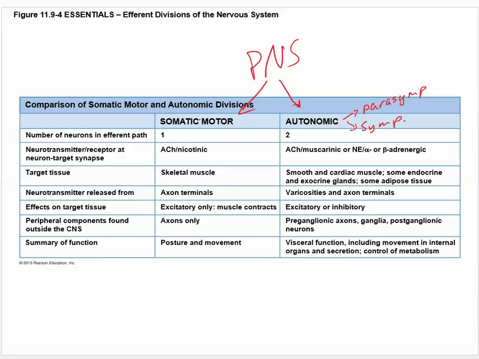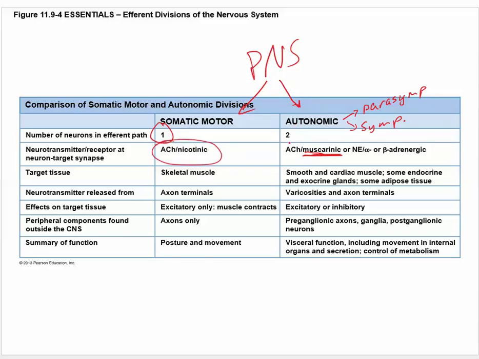Okay, so somatic, number of neurons in the path, 1. Autonomic, remember, there were 2. The first one released acetylcholine onto nicotinic receptors. The second one either released norepinephrine or acetylcholine, and the acetylcholine for parasympathetic was muscarinic, which are the G proteins. They're a little bit slower, but a lot of times that's okay. When you're causing a smooth muscle to constrict, you don't care that it's slow because it's going to last a while anyway. Okay, so this one's always acetylcholine onto nicotinic.